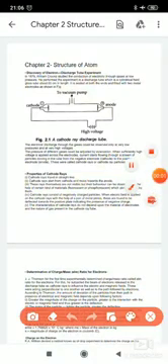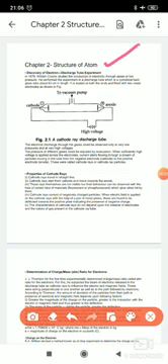Let's start with this chapter, structure of atom. You people were told about the atom and their subatomic particles: electron, proton and neutron. Today we will study the discovery of each subatomic particle: electron, proton and neutron. Let's start with the discovery of an electron.